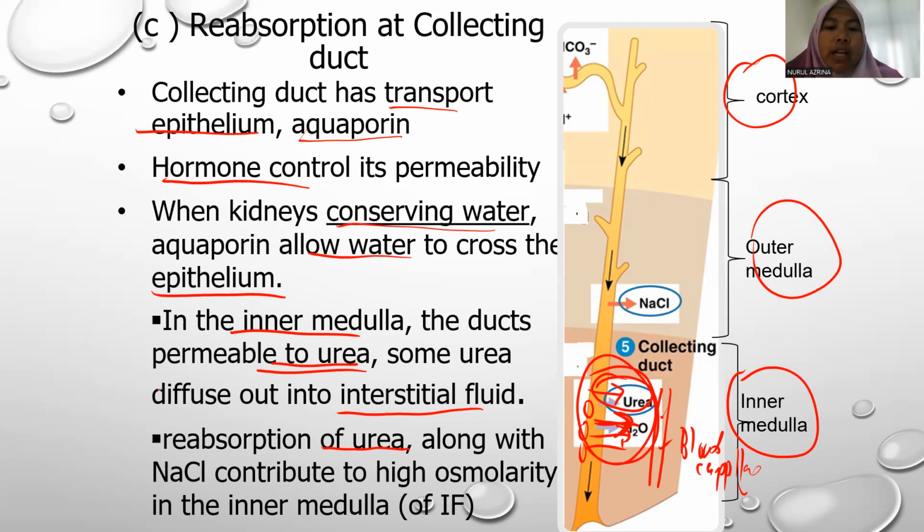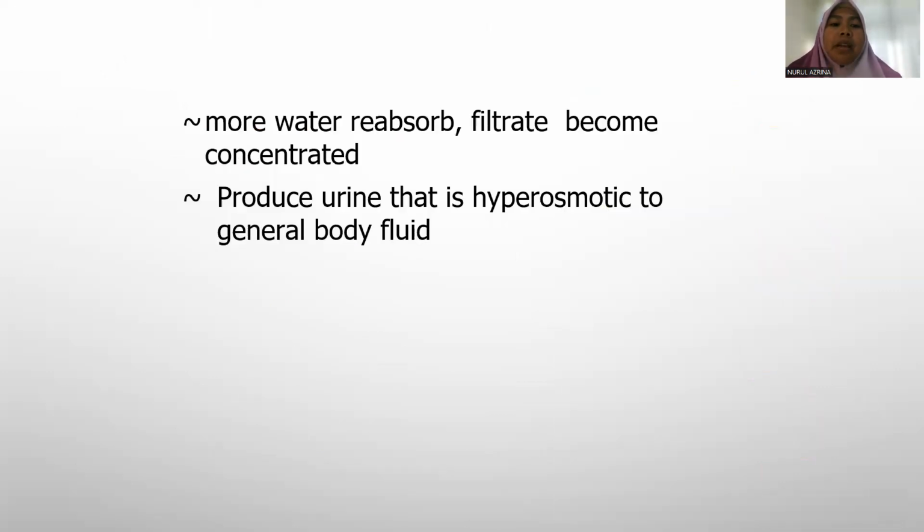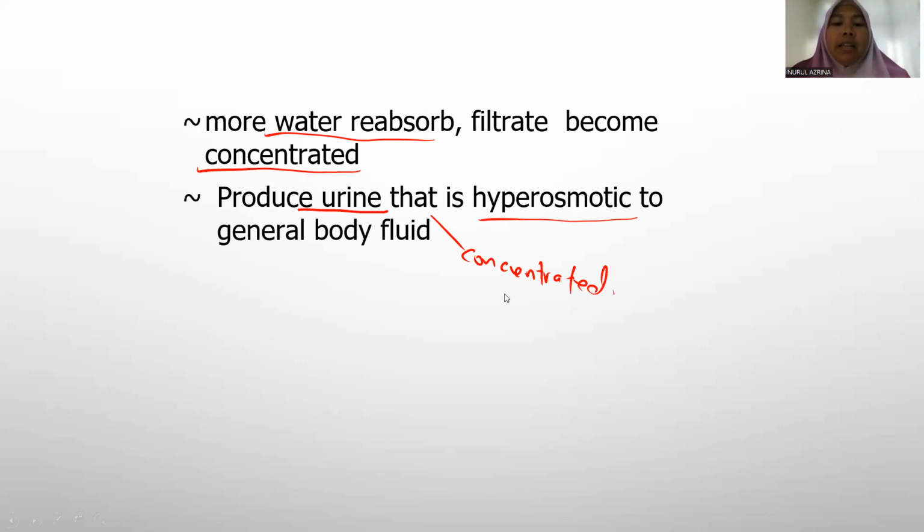Okay, so reabsorption of urea along with NaCl over here, right? NaCl is also a solute, which also contributes to the osmolarity of the surrounding interstitial fluid, right? And it will contribute to the high osmolarity of the inner medulla, which then causes water to be reabsorbed by osmosis. Okay, right. So water will be reabsorbed and thus the filtrate will become concentrated. So as more water is reabsorbed, the filtrate yang tinggal remaining inside the collecting duct will be concentrated and the urine that is produced will be hyperosmotic, or in other words, urine will be concentrated. Okay, right? So that is generally what happened at the collecting duct.